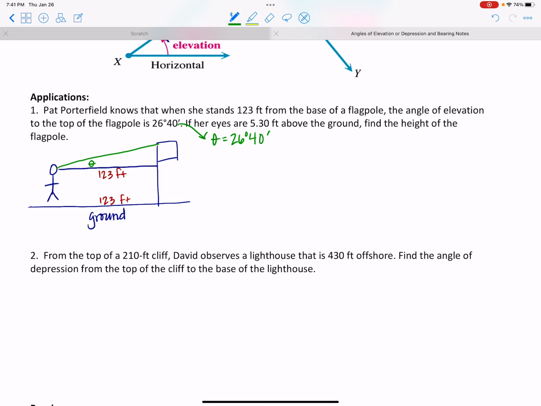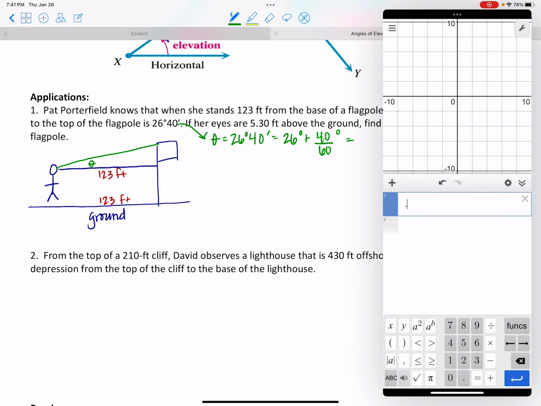Since I'm going to be limited to Desmos here, I'm going to convert this to a decimal. Oh no, my pen is going to be weird again. This is 26 degrees plus 40 minutes. Remember, that's out of the 60 that are in 1 degree to make the conversion. And so the calculator says that 26 plus 40 out of 60 is about 26.6. It's 26.6 repeating, but let's just say 26.67.